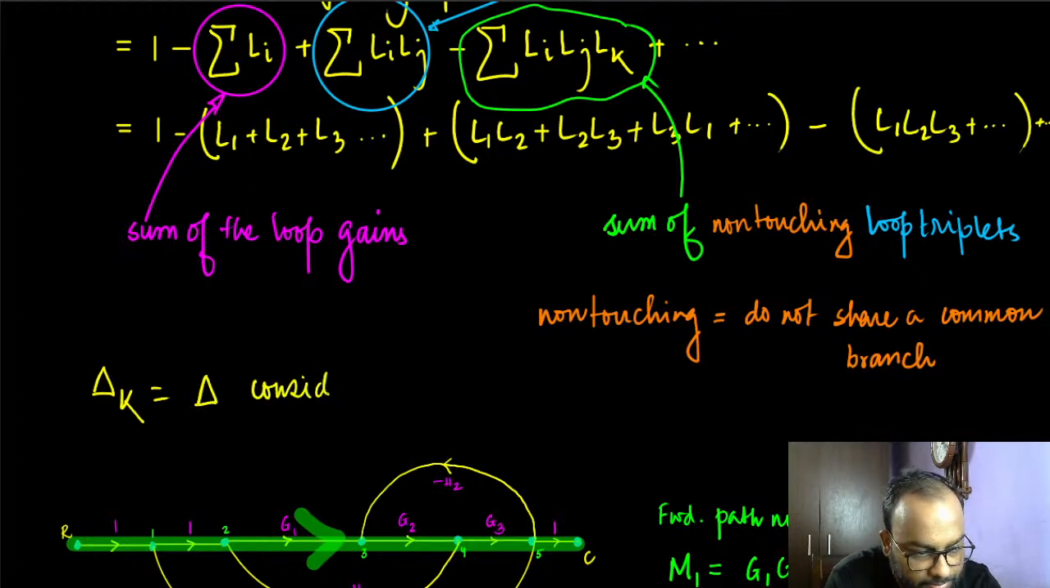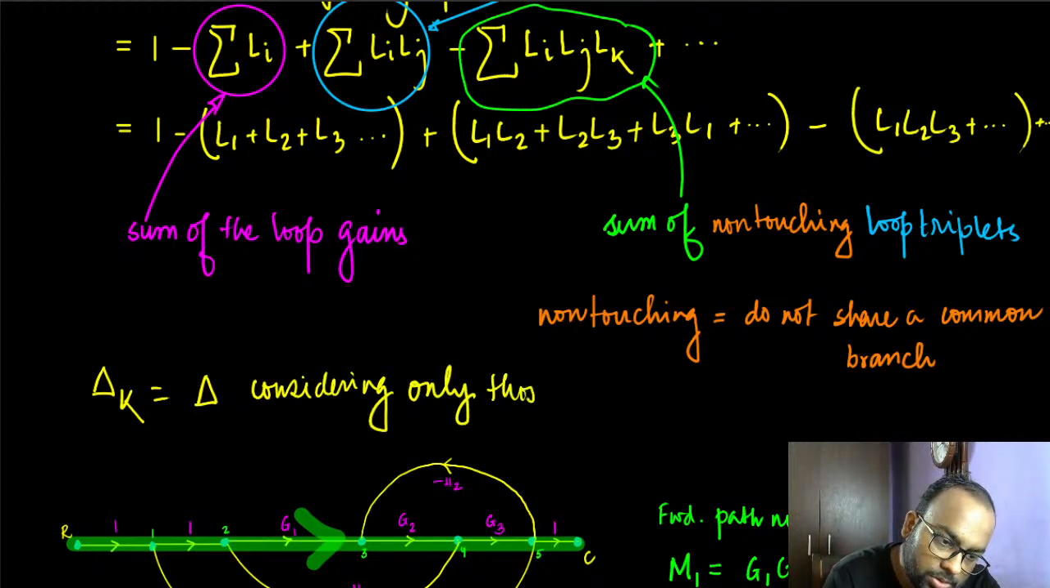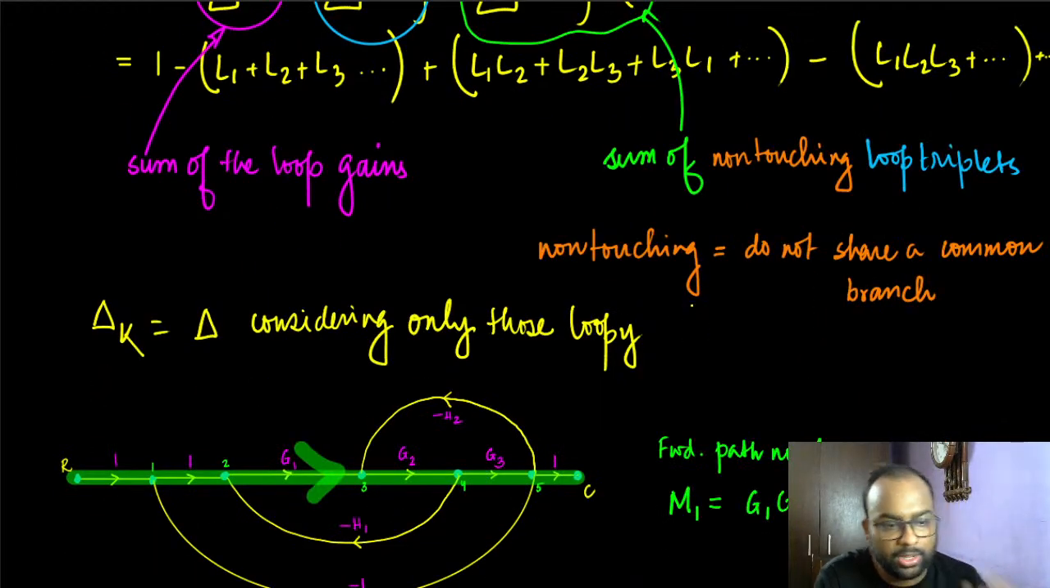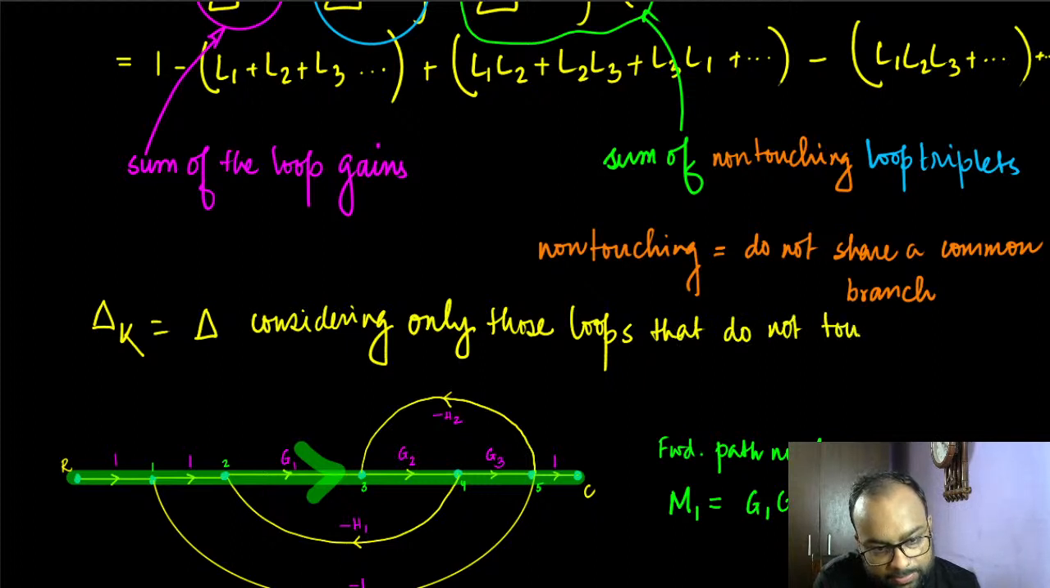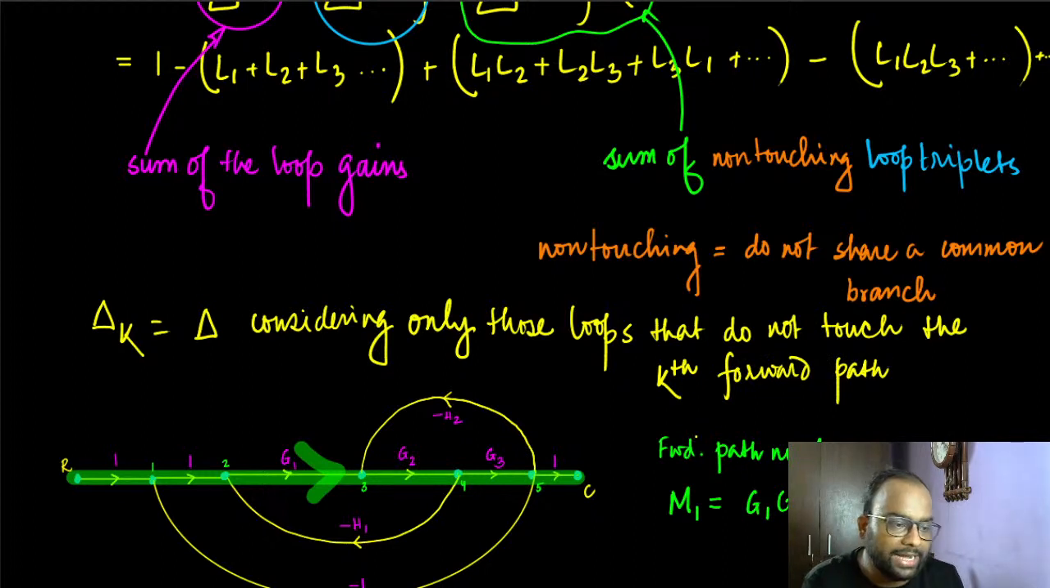considering only those loops. Again, delta is determined by the loops, right? Considering only those loops that do not touch the kth forward path. So delta k is equal to delta, but now you can only consider those loops which do not touch the kth forward path.